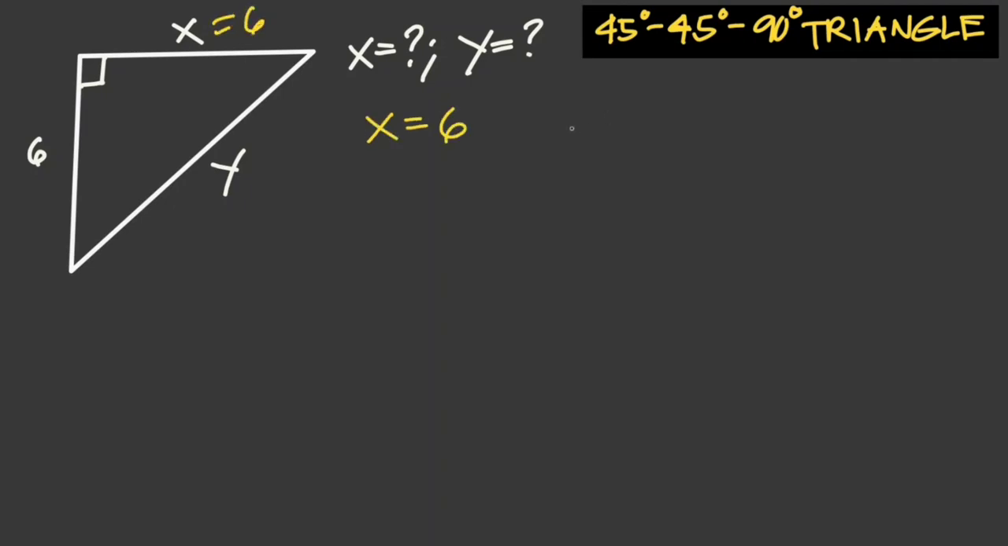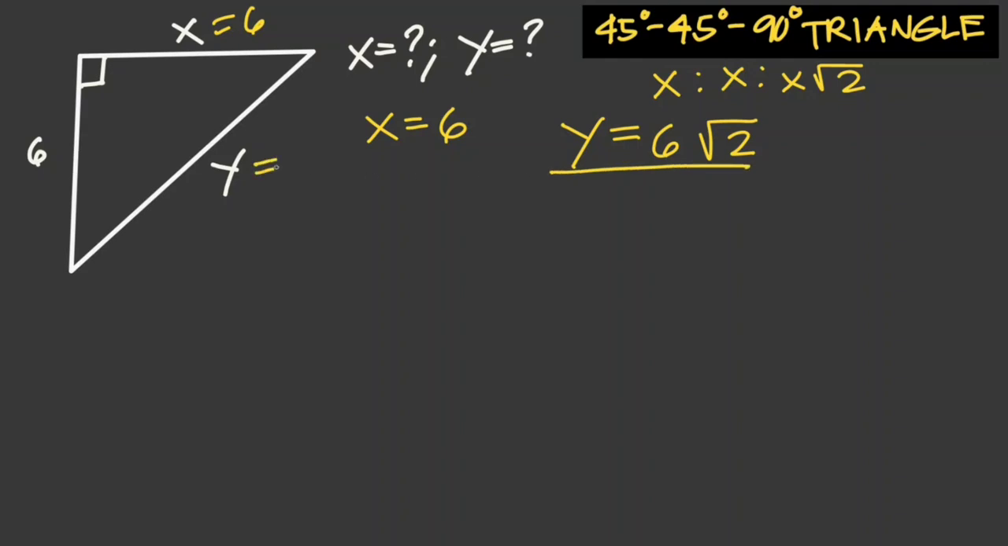Now to solve for the hypotenuse, we just have to multiply the leg by square root of 2 based on our ratio. So our leg is equal to 6, times square root of 2. Therefore, our hypotenuse is equal to 6 square root of 2. Okay, that's the quickest method to solve for the values of our legs and hypotenuse.